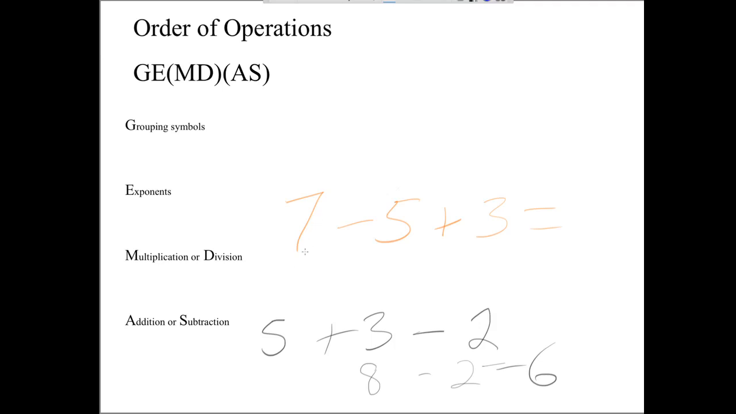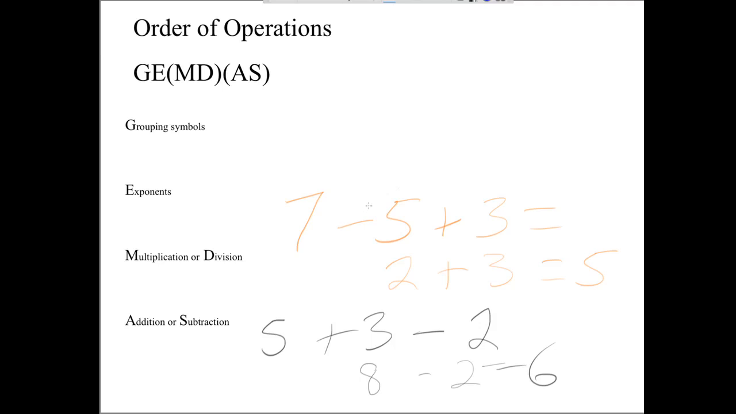But this says to do it from left to right. So 7 minus 5 is 2, plus 3 is, the answer to this is 5. So we could see in this problem, if we were to do this differently, in other words, do the sum first and then take the difference, we'd get a different answer.